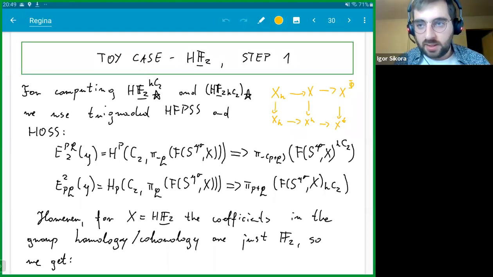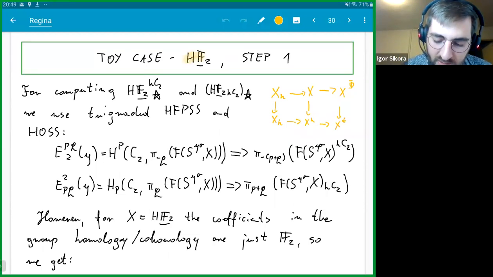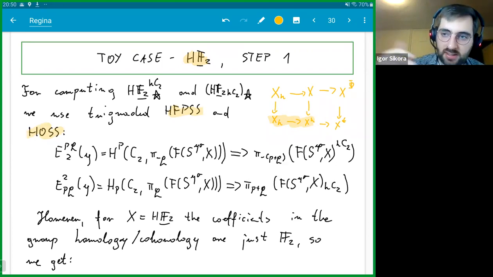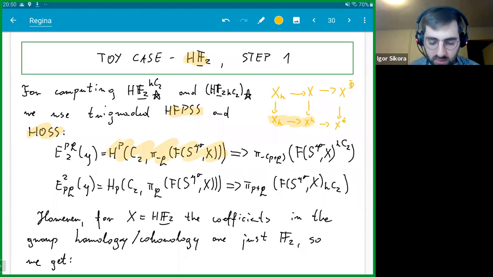So I think I will do the toy case and then I will stop. Our toy case will be the spectrum which I discussed in the beginning, the Eilenberg-MacLane spectrum associated to the constant F2 Mackey functor. Step 1 will be, as you remember, computing these two in the bottom sequence. For this, we use the homotopy fixed point spectral sequence and the homotopy orbit spectral sequence. These spectral sequences can be made RO(G)-graded, RO(C2)-graded, so that we compute the RO(C2)-graded homotopy groups of these two spectra. The important part for us now is that on the E2 page, what you have is just the group cohomology and group homology of C2.